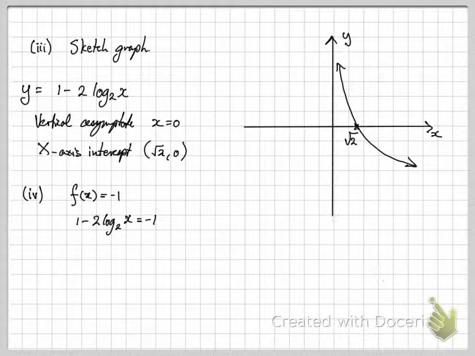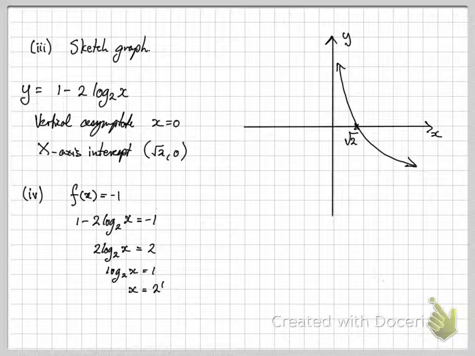Alright, just to finish part 4, when f(x) equals minus 1, that sets up this equation. Rearranging that gives us 2 times the log to base 2 of x is going to be equal to 2. So therefore the log to base 2 of x will be equal to 1. And that gives us x equals 2 to the 1, which of course is just 2. So it passes through this point (2, -1). Somewhere maybe around here.